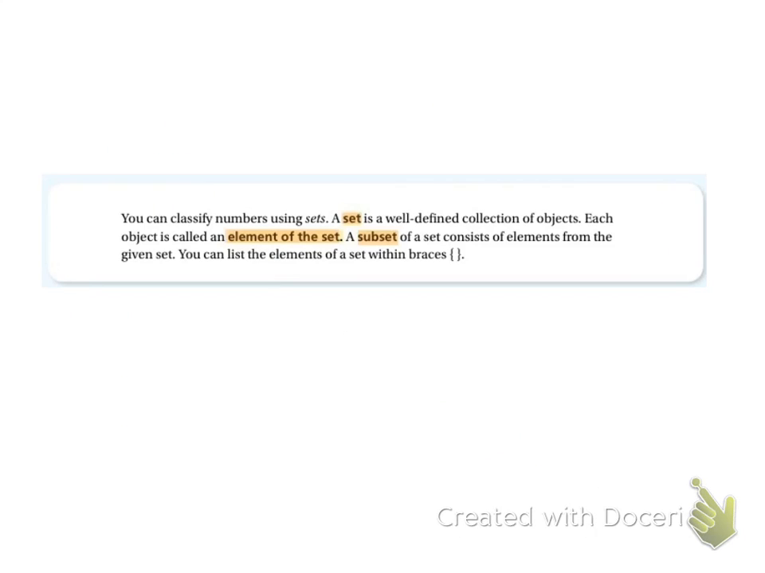Okay, we can classify numbers using sets. A set is a well-defined collection of objects, and each object in the set is called an element of the set. And we call a subset of a set something that contains elements from the set.